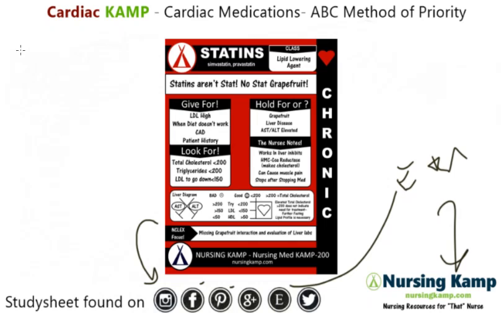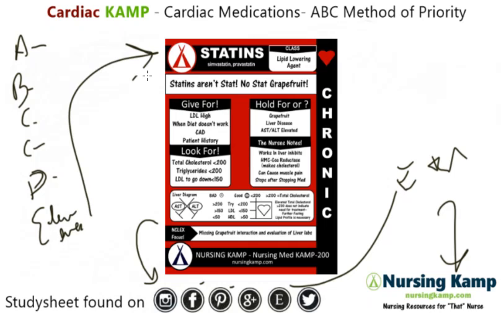Okay, this is part of my ABCCDEs of cardiac meds, where I cover acute meds, beta blockers, calcium channel blockers, cardiac glycosides, diuretics, electrolytes, and everything else. Statins are everything else. They are cholesterol lowering medications like simvastatin or pravastatin, and they lower lipids.